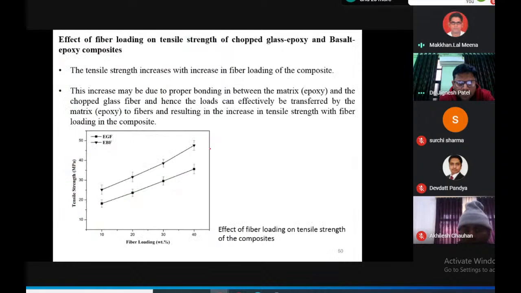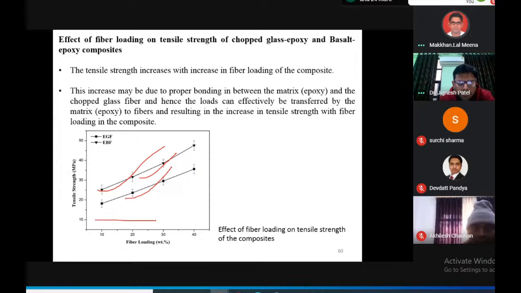This is another result. We can see the effect of fiber loading on tensile strength of chopped glass epoxy and basalt epoxy composite. The tensile strength increased with increase in fiber loading of the composite. From the results, it may be observed that the tensile strength of both glass and basalt composite increases with increasing fiber percentage, for the basalt and for the glass.